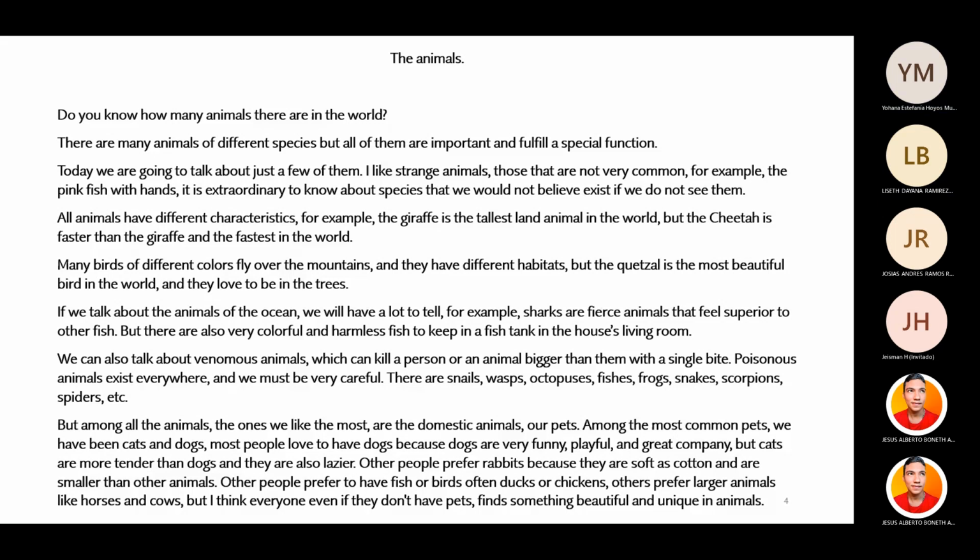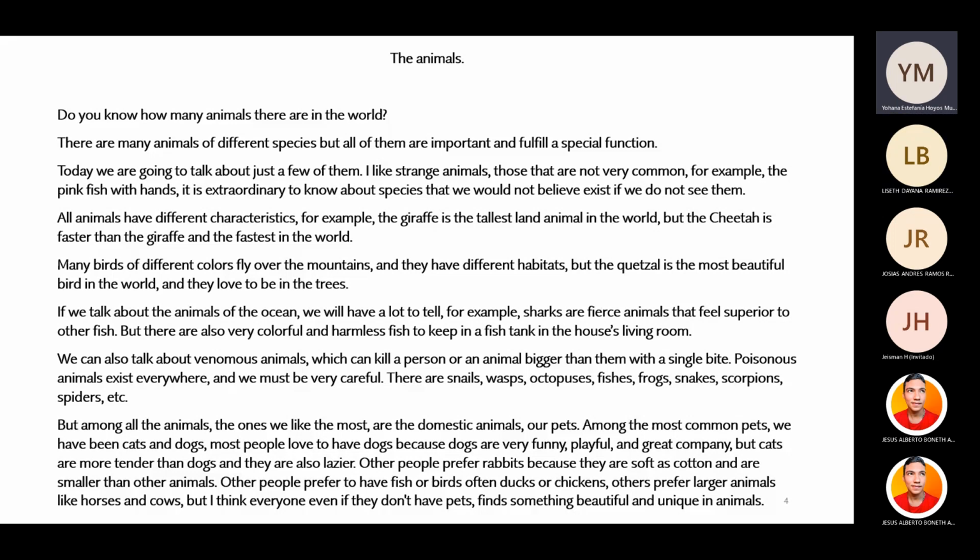If we talk about the animals of the ocean, we will have a lot to tell. For example, sharks are fierce animals that feel superior to other fish, but there are also very colorful and harmless fish to keep in a fish tank in the house's living room.